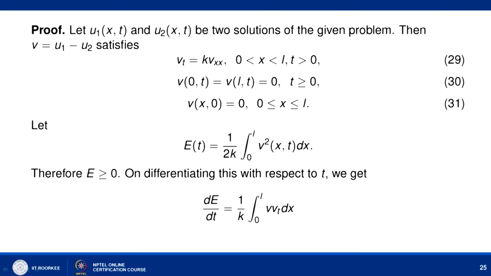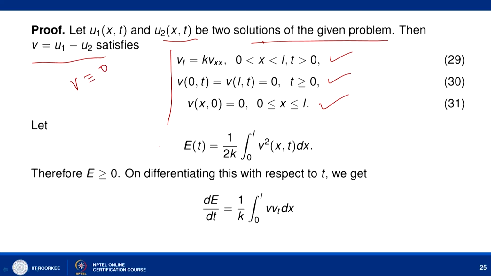Let us say that u1 and u2 are two solutions of the given problem, and consider the difference V equal to u1 minus u2. It satisfies the following: V_t equal to k V_xx, where x lies between 0 and L, t greater than 0, V(0,t) equal to V(L,t) equal to 0, V(x,0) equal to 0. So, here we have a homogeneous equation, homogeneous boundary conditions and a homogeneous initial condition, and we want to show that V is identically equal to 0.